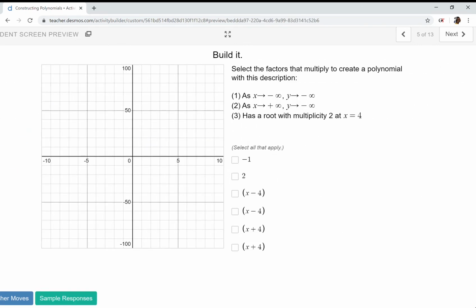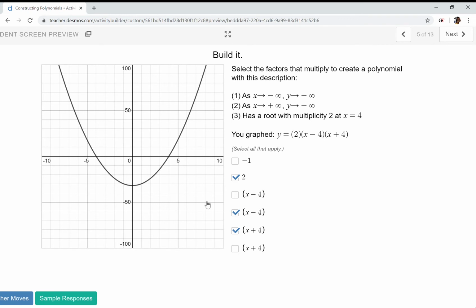Slide 5. Desmos is going to build it for you. Pick and choose the options that you would like. Again, the minimal one should be your x minus 4. It has a multiplicity of 2, so there should be 2 of those. There should be at least 2 of those. And then here, your minimal is 3 to 5 options again.